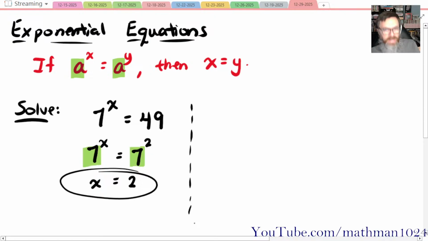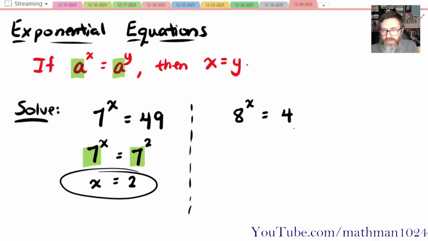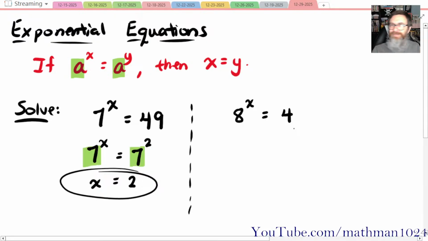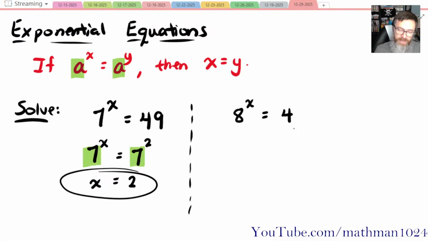So for right now, for a lot of these problems, we're just trying to identify a base that's common for both sides. For example, if I say 8 to the x equals 4. Now, these don't have the same base, but can I rewrite it so they do? In order to do this well, you're going to need to know your powers. Sometimes students look at 8 and go, oh, 8 is 2 times 4. I don't really care about that. What I care about is being able to write each side with the same base. So that means you need to know your powers.